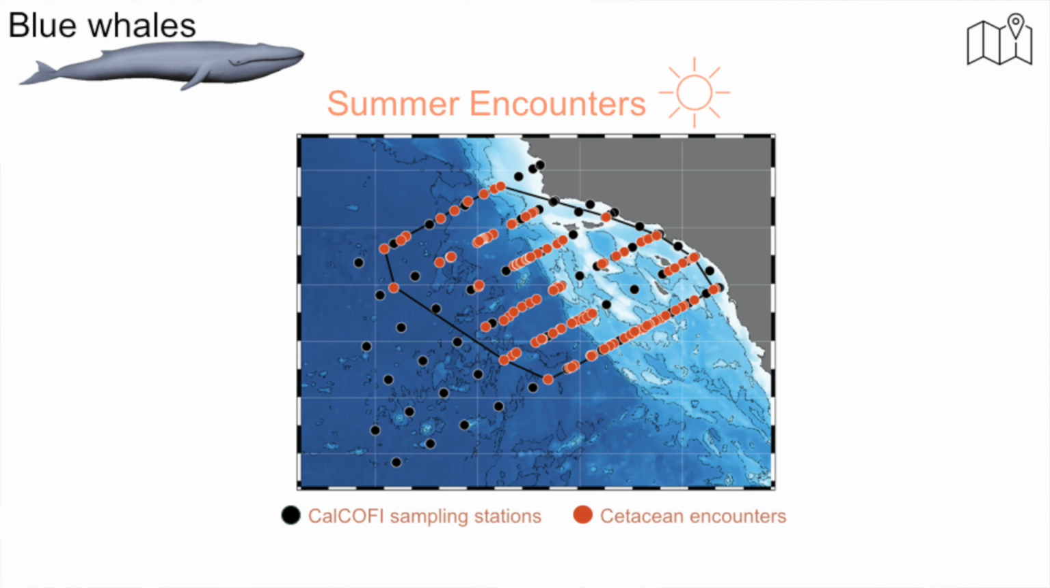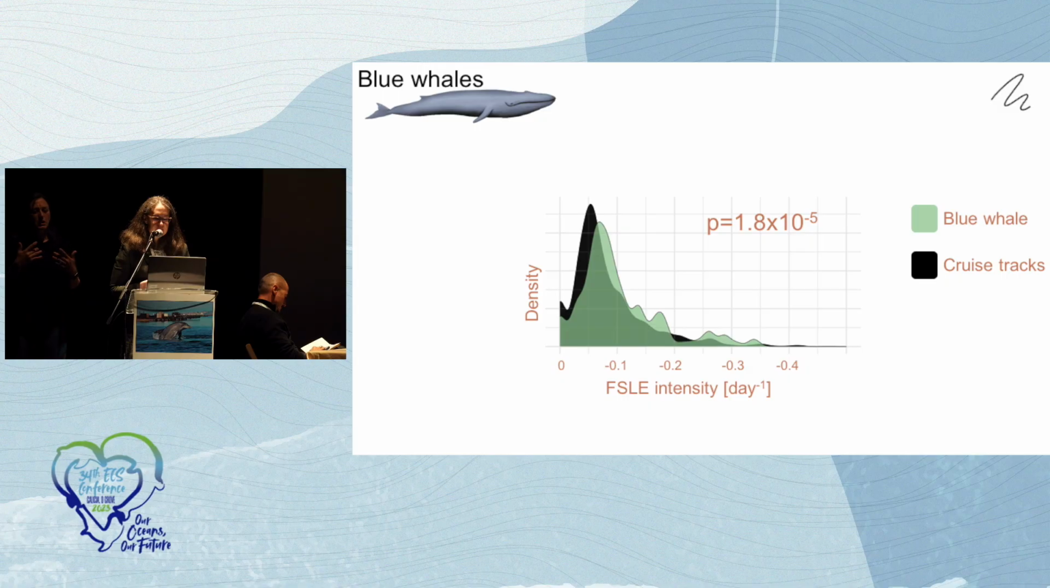We can see that blue whales occur throughout the Cal Coffee region, except for in the southwest offshore corner, as well as they're conspicuously absent north of Point Conception inshore. However, notice that they are biased towards the south of the Cal Coffee region.